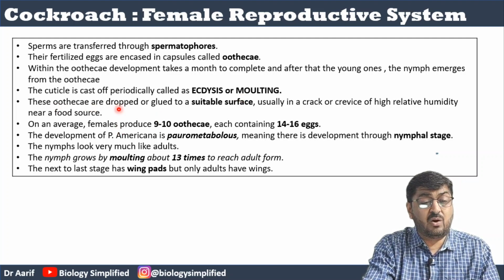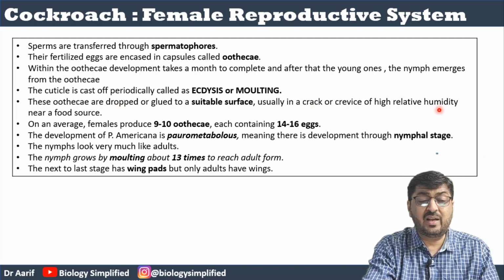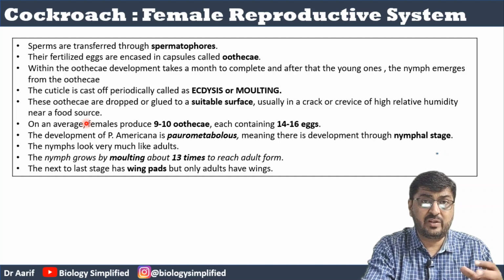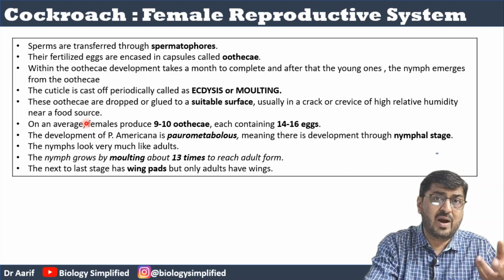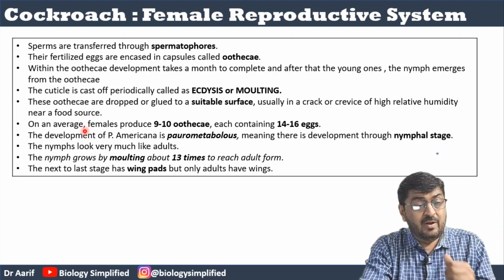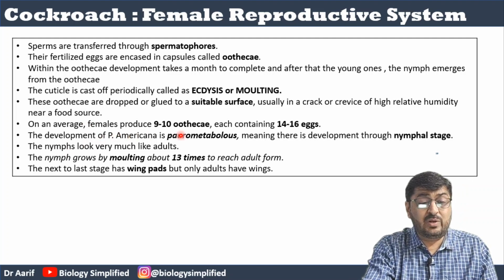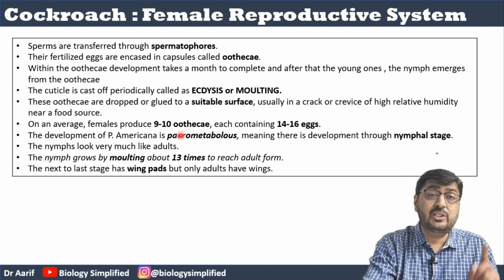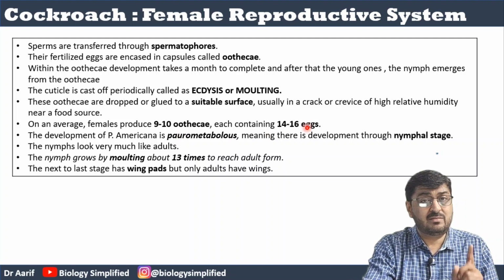The oothecae are dropped or glued to a suitable surface, usually in a crack or a crevice of high relative humidity near a food source. Obviously, when the young ones come out, they require some food to eat. On an average, females produce 9 to 10 oothecae, each oothecae having 14 to 16 eggs, 16 ovariole, 16 ova.